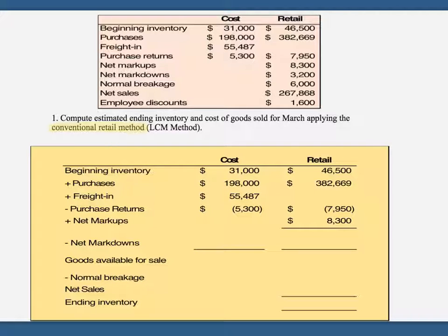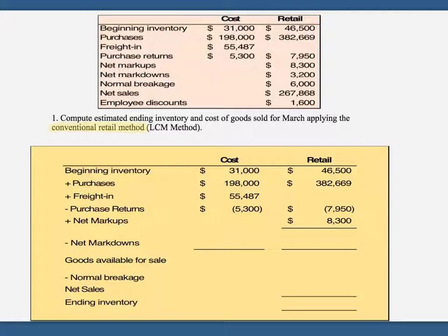So we will start with computing the estimated ending inventory and cost of goods sold for March with the conventional retail method. If you recall, we'll be calculating the cost to retail percentage ratio, and that is our cost of goods available for sale divided by our retail of goods available for sale excluding markdowns. Before we do that ratio, we're going to fill in everything we can on this table with all the information we've been given.